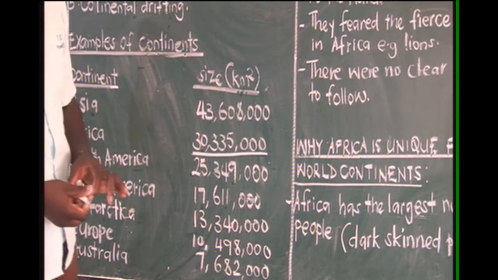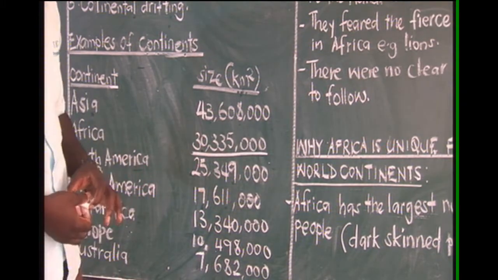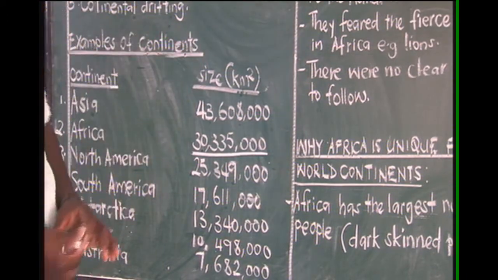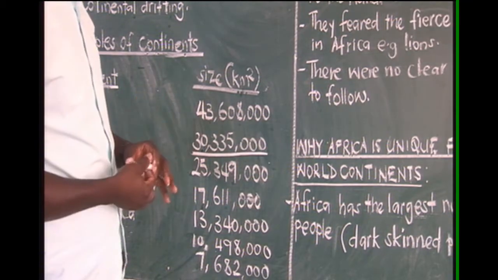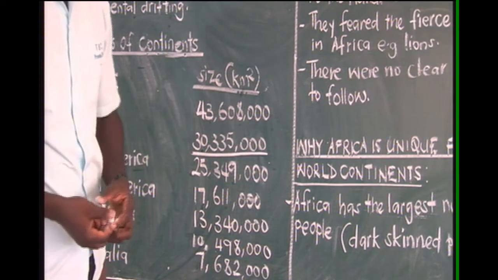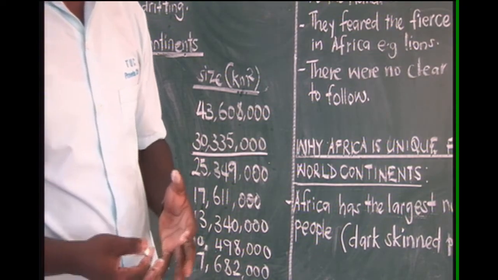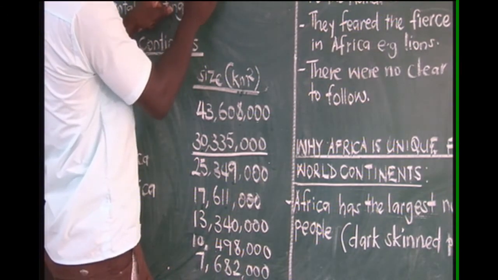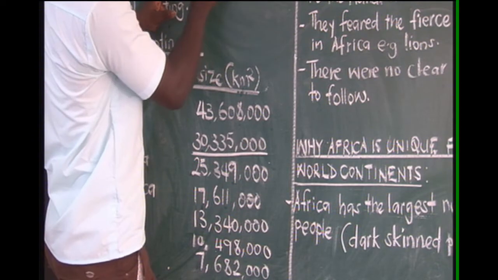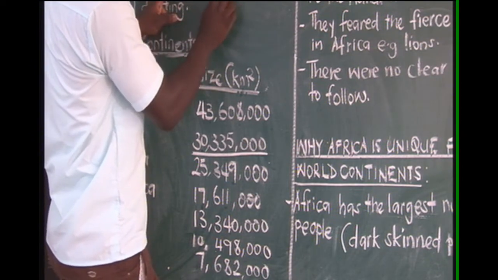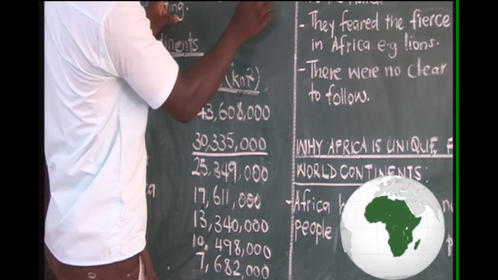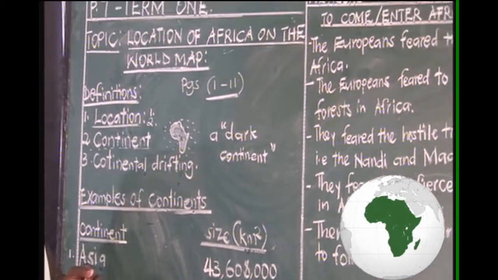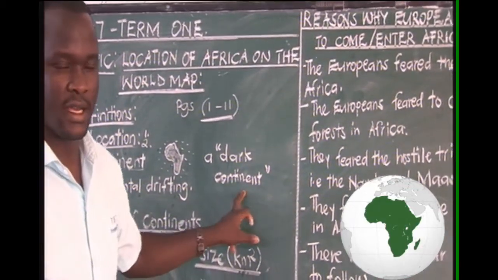Now, in your previous class, that is primary 6, when you were learning about the explorers, you must have learned with your teacher that the Europeans, the people from Europe, had referred to Africa as a dark continent. I want you to remember this. If you forgot it, then remember it now. The Europeans had termed Africa as a dark continent.